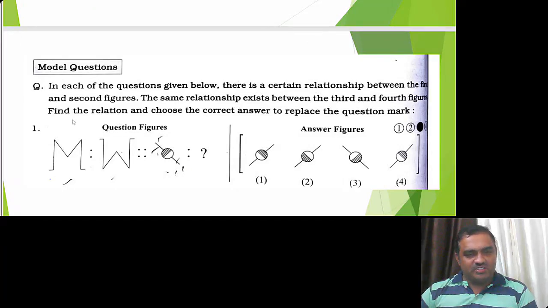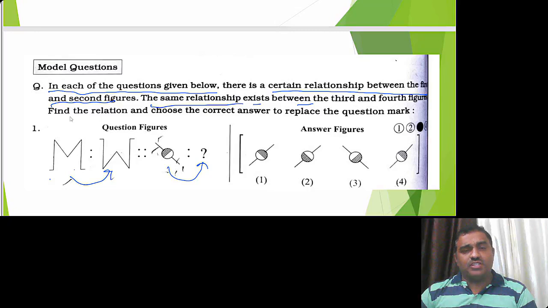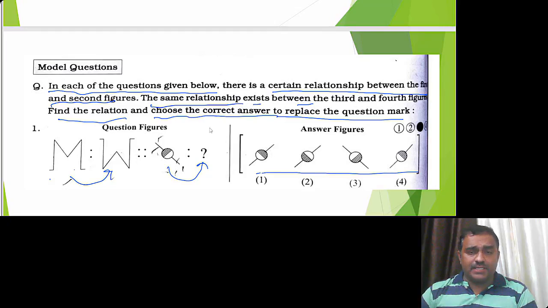Okay, next one. The question is that in each of the questions given below, there is a certain relationship between the first and the second figure. See, there is some relationship between the first and second figure. The same relationship exists between the third and fourth. I already told you, the same relation will be between the third and the fourth figure. We have to find out what the relation is. Choose the correct answer to replace the question marks, and then we have to select from the alternatives which figure can replace these question marks and fulfill the relationship that we have already established in the first pair. Got it? Okay, so let's move on.